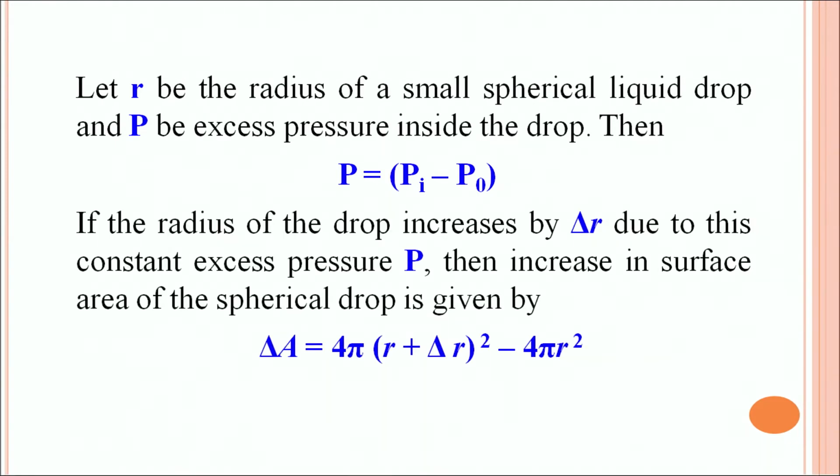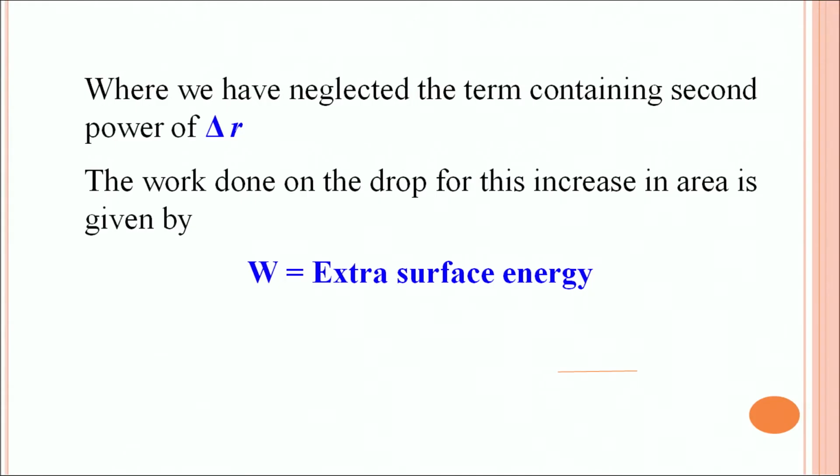So, how to calculate this excess pressure? First of all, we need to see the small change in the area. A small change in the area is given by the difference between the final surface area and the initial surface area, and the result comes out to be 8 pi r delta r, as you can see at the last of the result. This is the work done, which is the extra surface energy, whose value is given by the product of the surface tension and the change in area. So, that will be T into 8 pi r delta r.